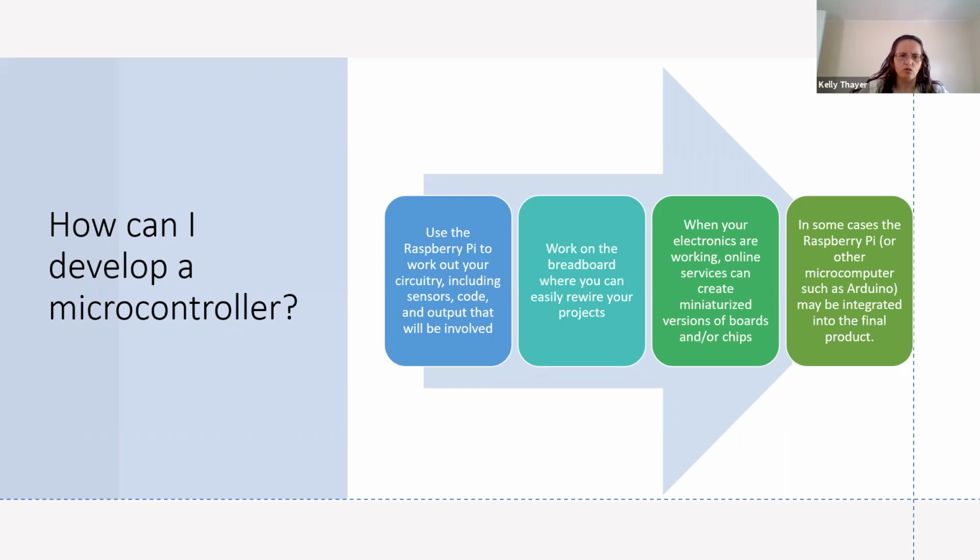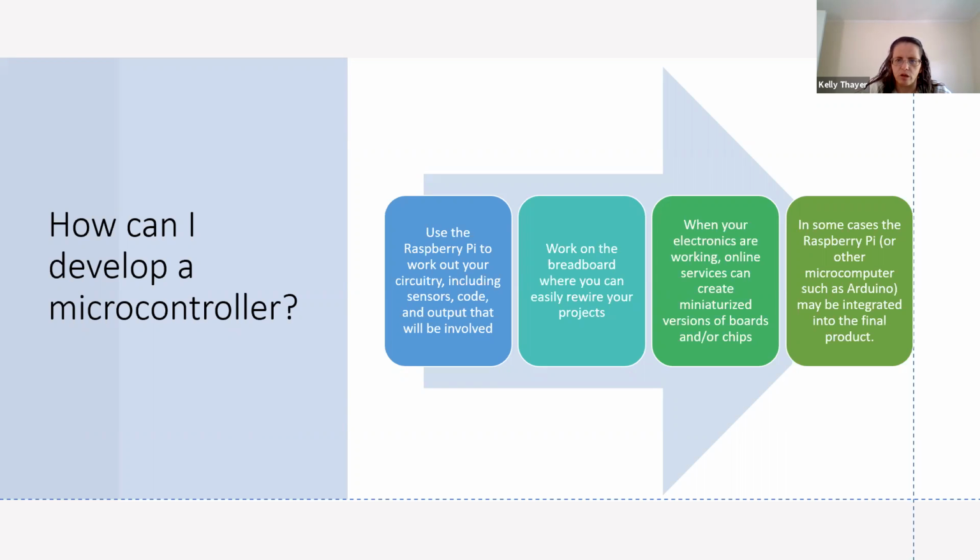So you could use the Raspberry Pi to work out the circuitry, including the sensors, the code, and the output that would be involved, test it out, troubleshoot, figure out what you want to add, start simple, add more detail on, prototype it up. Work on the breadboard where you can easily rewire your project, so maybe something didn't quite work, or maybe you need to improve it.